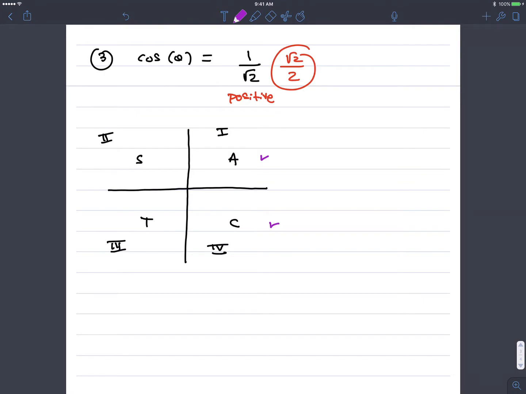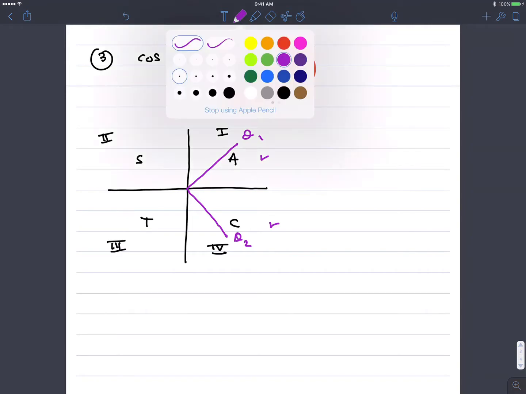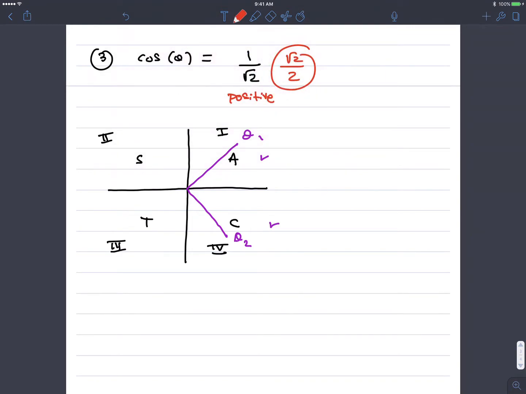So the answer is going to be an angle that's both in 1 and 4. So I'll draw a line. That's my first solution. Here's my theta 2. I'm going to have to find those angles. But before I do that, I always need this angle, which is a reference angle, right? And this is the same reference angle. And we call that theta, with that line on top. So I need that reference angle.